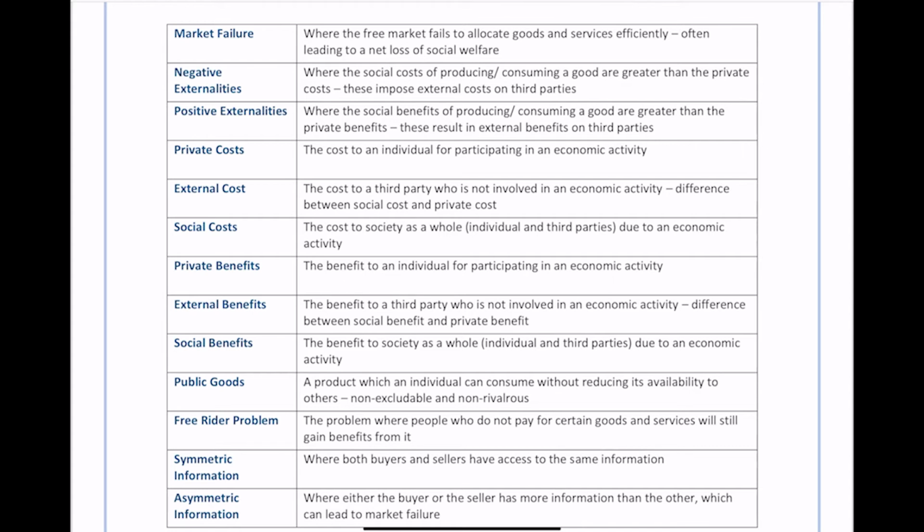So a public good could just be a street lamp, for example. If you're using the street lamp's light to get home, you're not stopping someone else from using it as a result of it, and that's essentially what a public good is. The key thing is your consumption of it is not reducing how available it is to other people.